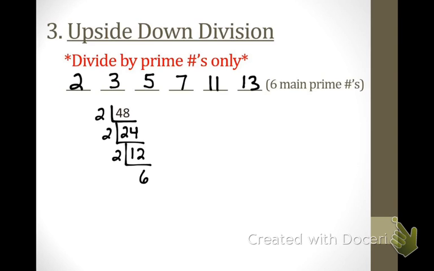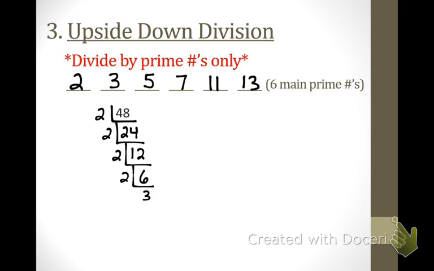6. Is the number 6 a prime or composite number? Composite. I have to keep going. What's the tiniest prime number that goes into a 6? Another 2. What is 6 divided by 2? 3. Is the number 3 prime or composite? Prime. Because you ended on a prime number, I am finished.